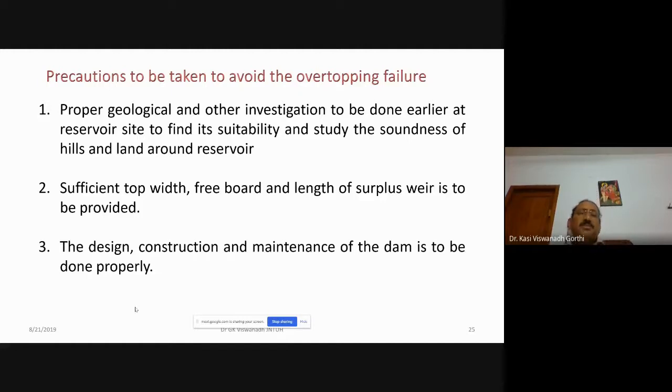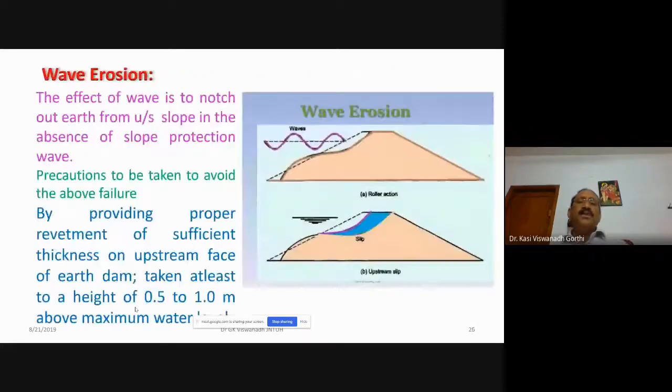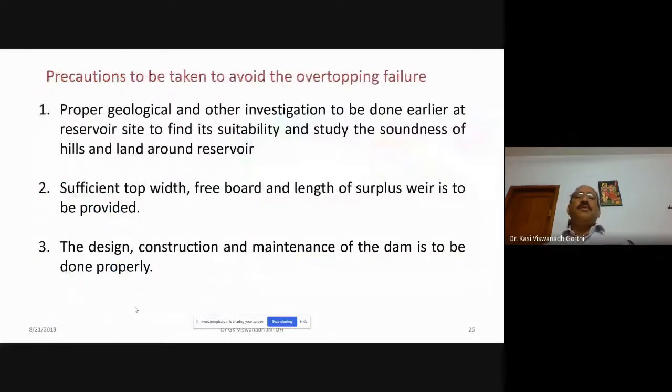Sufficient top width must be provided. Sufficient freeboard also must be provided, and the length of the surplus weir also must be good enough. That means the spillway must be of sufficient capacity. The design, construction, and maintenance of the dam should be done properly. If these things are taken up thoroughly, we will be able to avoid the failure of overtopping.